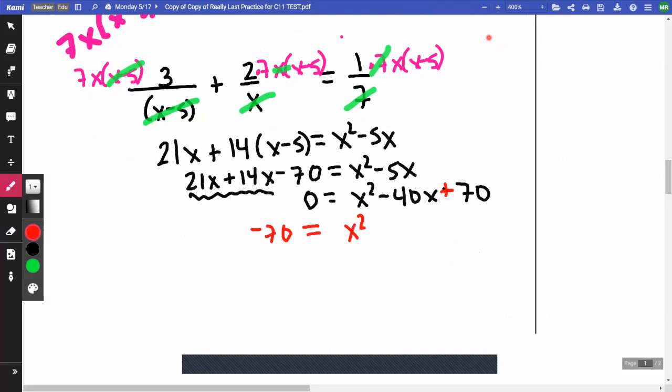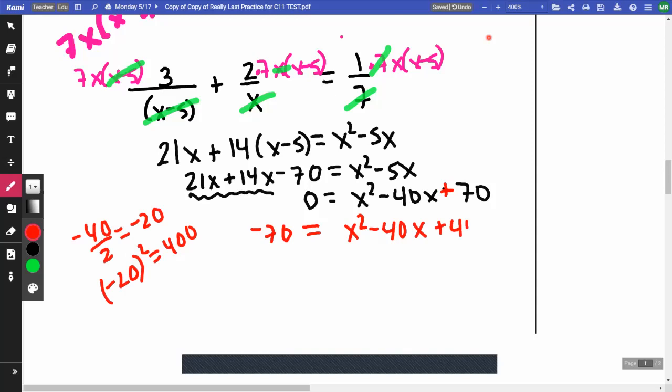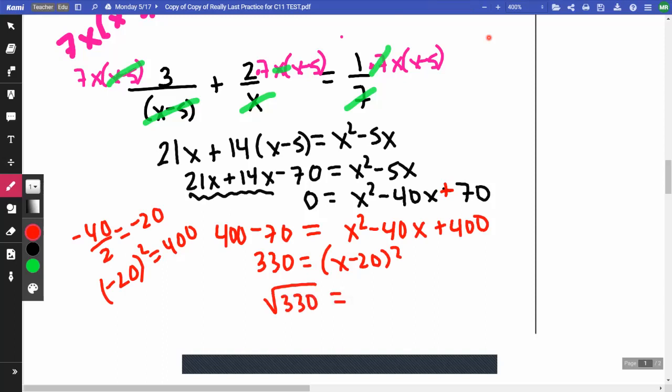And this is going to be x squared minus 40x. And then I can take half of my b, which is negative 20, and then you square that, which is 400. And that's what you need to add to both sides to make it a perfect square. And so I'm going to get 330 is equal to x minus 20 squared. I square root. I get the square root of 330, which is not nice, is equal to x minus 20.